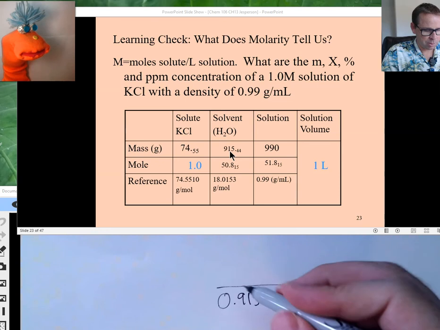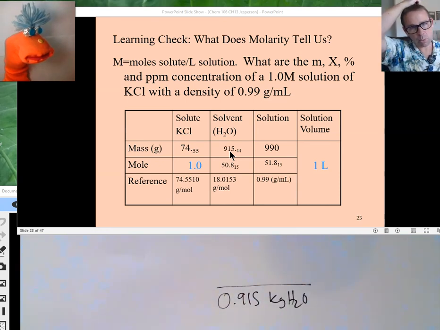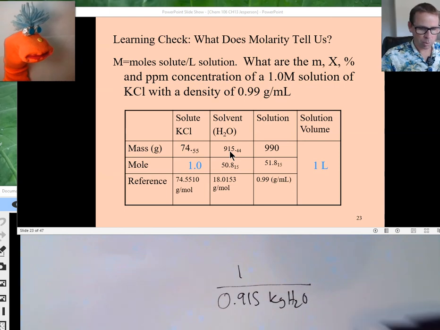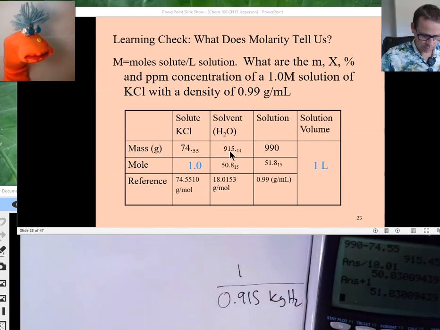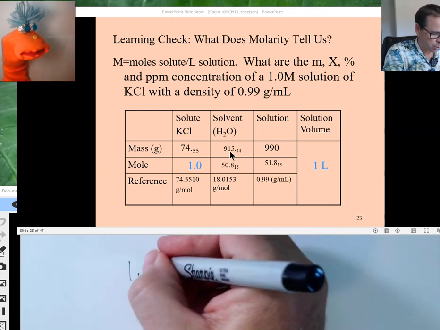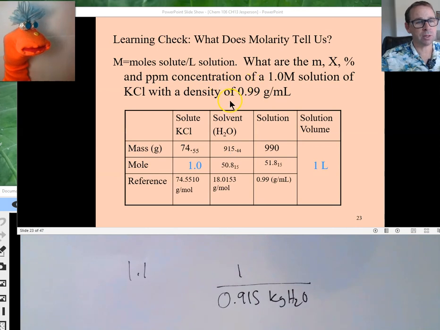And I have to put above there, if I'm going for molality, moles of solute. So 1 divided by my 0.915, and that will be 1.09 or 1.1 for 2 significant figures, and that's what we're given. So that is my molality.